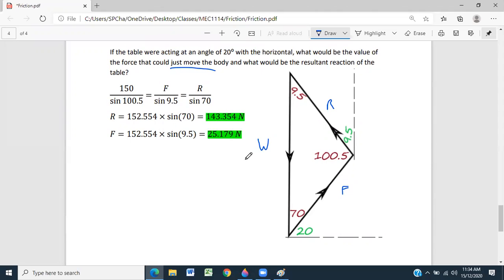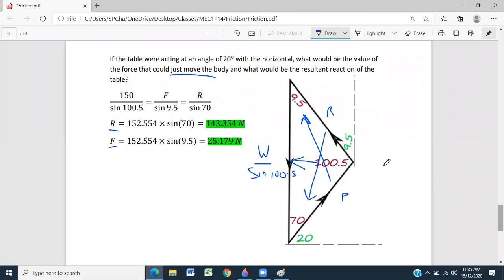W over sine 105 is equal to F divided by sine 9.5, which is also equal to R divided by sine 70. So we set up our equations, solve for F, solve for R. Take 2 minutes, find both, and tell me if you get the same answer.